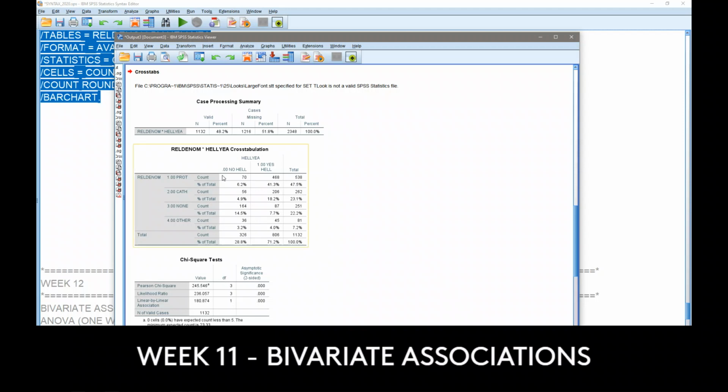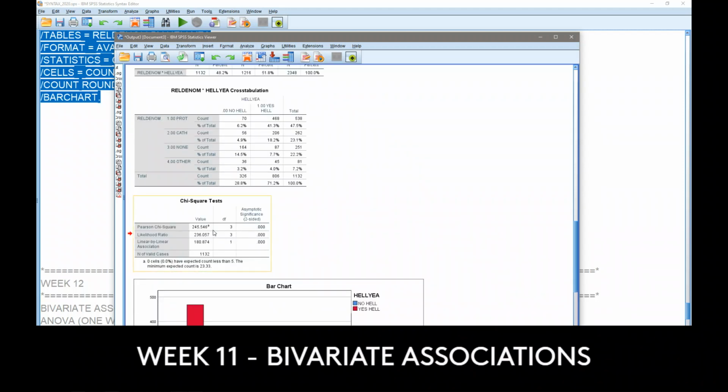All right, case processing summary here. Then you have the basic cross tabulation. Then you have the Chi-square test for this cross tabulation here. So what we are looking for again is the Pearson Chi-square value. It's 245.55. Now, is it significant? You can tell whether or not it is by looking at this significance asymptotic two-sided value, 0.000.